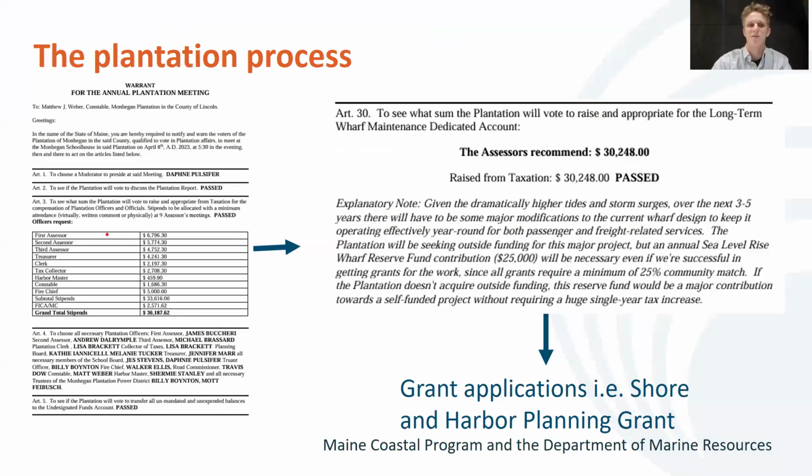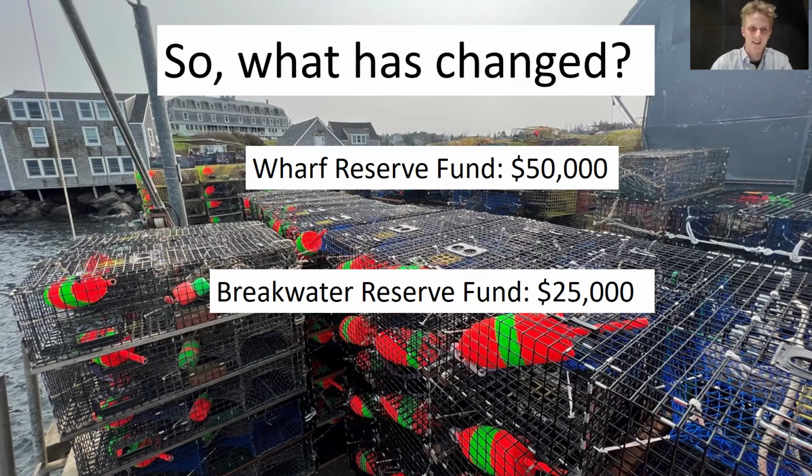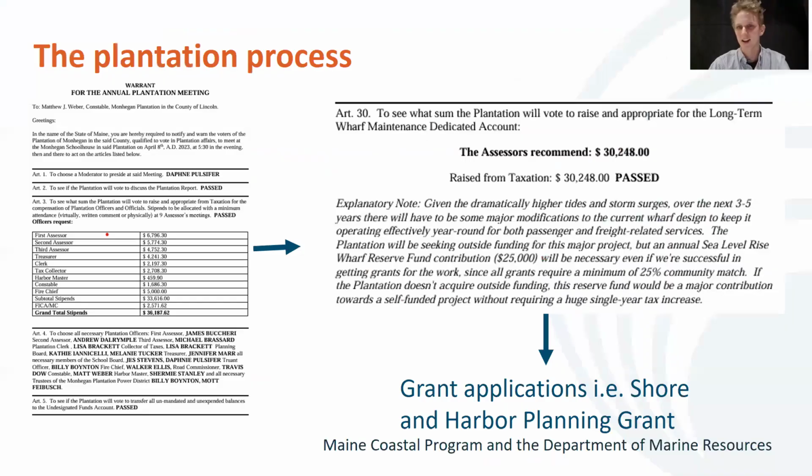Additionally, the problems to the breakwater have persisted, and external funding is the only substantial option for any lasting change. And the plantation does not require outside funding. The reserve account would be a major contribution towards a self-funded project. And we're making steps towards requesting another Army Corps of Engineers survey and applying for earmarks, yet the community is still going to have to get a bit more creative. There's now $50,000 in the Wharf Reserve and $25,000 in the Breakwater Reserve Fund. And so the big question is, how do we actually create these? You can go to the next slide.